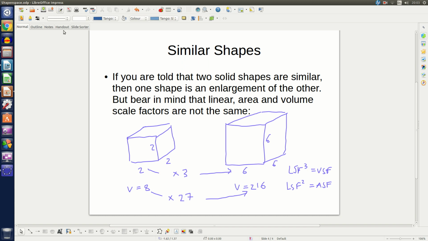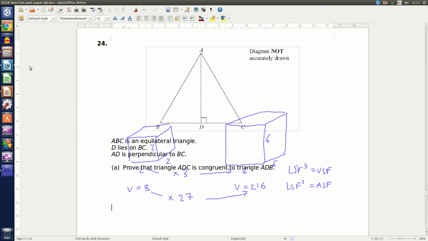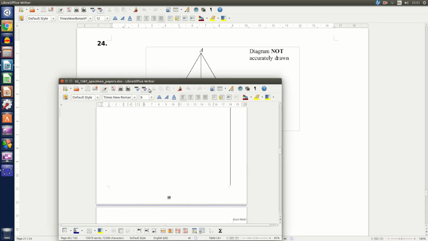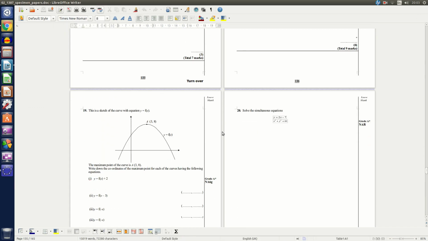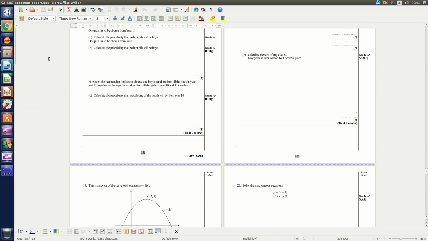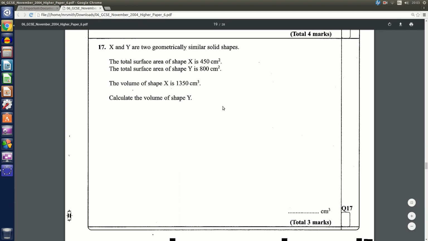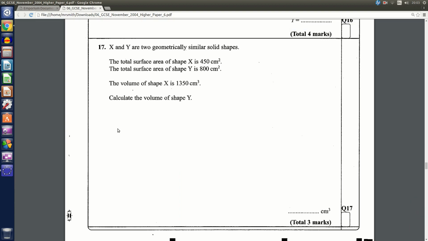Now let's actually have a look at an exam question using these principles. Let's find the question that I was looking for. Okay, here it is. Here we're told x and y are two geometrically similar solid shapes. The total surface area of x is 450 centimetres squared. The total surface area of y is 800 centimetres squared. The volume of shape x we're given, and we're going to find the volume of shape y.